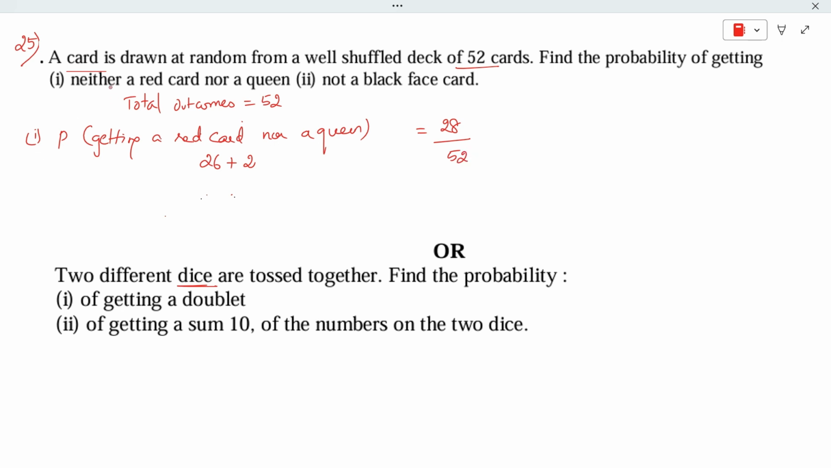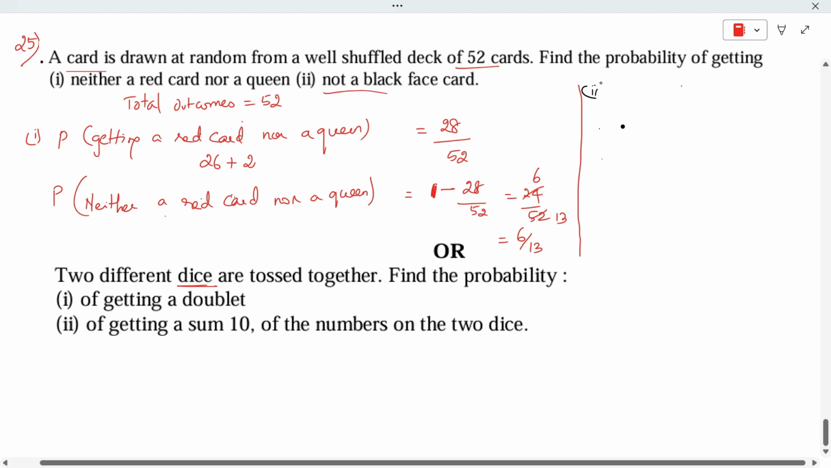But my question is the probability of getting neither a red card nor a queen card. So I have to subtract from the overall probability, which is 1. 1 minus 28 by 52 is 24 by 52. If I cancel by 4, it is 6 times and 13 times. So the probability will be 6 by 13.